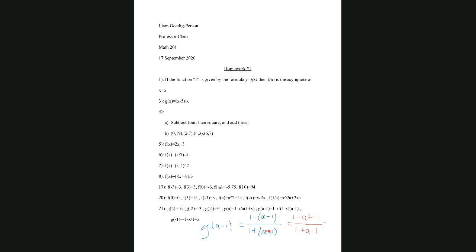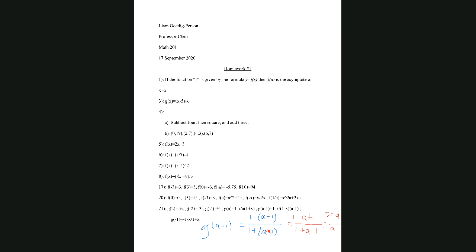So the numerator will have 2 minus a. But what about the denominator? The denominator here will have 1 minus 1, that's gone. So I have a. The answer should be 2 minus a divided by a, because no more x. You're right. Got you.